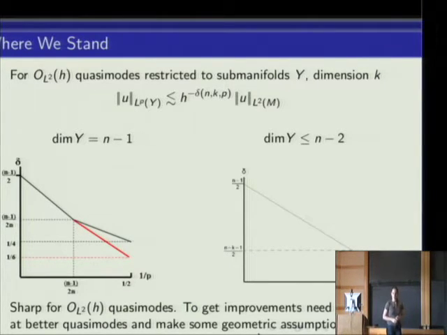So what are those two lines again? The red one is the better estimate when you make the curvature assumption. And so that's made by getting the L2 estimate using the Melrose-Taylor and then interpolating. And then this is the general estimate that applies no matter what.